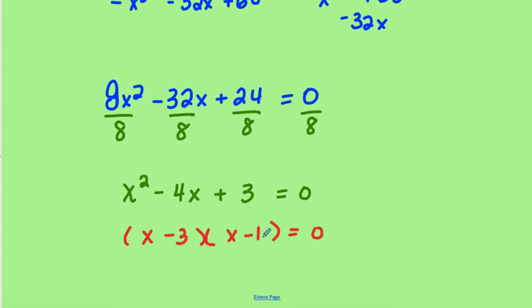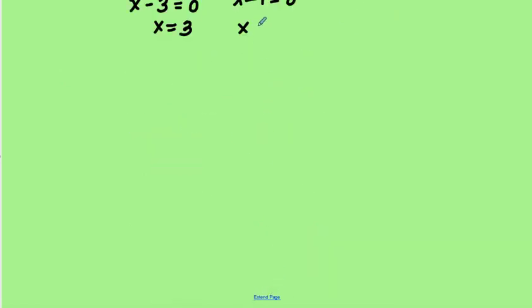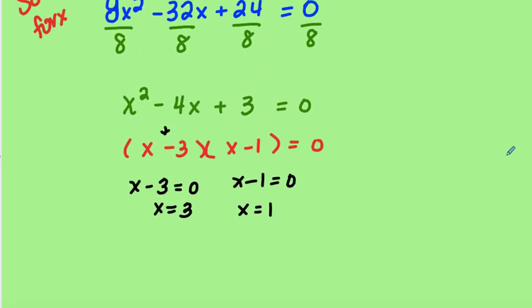Am I done? No, because the directions probably said solve, and I need to solve for x. So I'm going to use the zero product property, which tells me that each factor can be set equal to 0. So x minus 3 equals 0, so x equals 3, and x minus 1 equals 0, so x equals 1. Okay, all right, so hopefully you're seeing how I got my two answers.